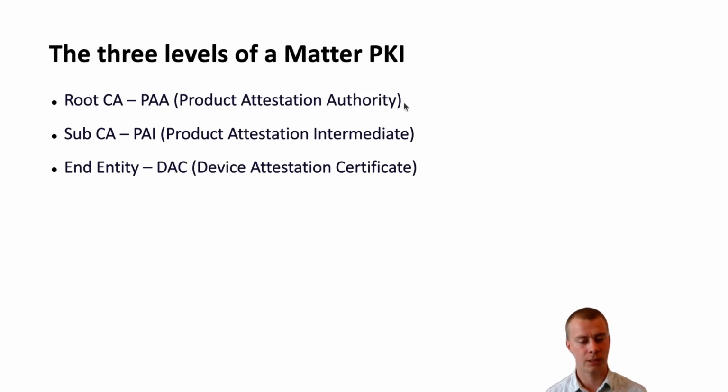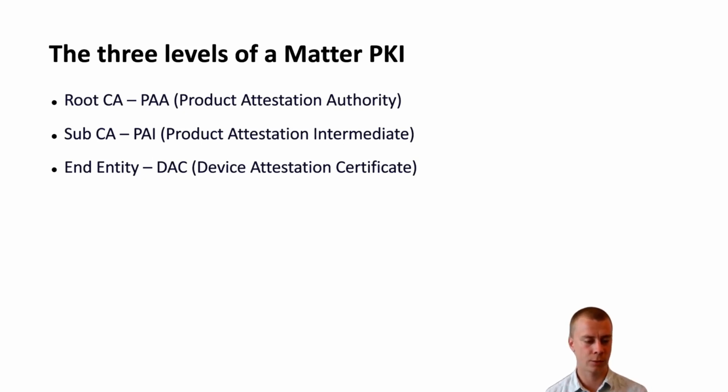So a Matter PKI has three main components. There is the Product Attestation Authority, which is the root CA. There are the Product Attestation Intermediates. These are the PAIs, and the PAIs will in turn issue the certificates that go into the IoT devices. And in Matter, these certificates are known as Device Attestation Certificates, DACs.